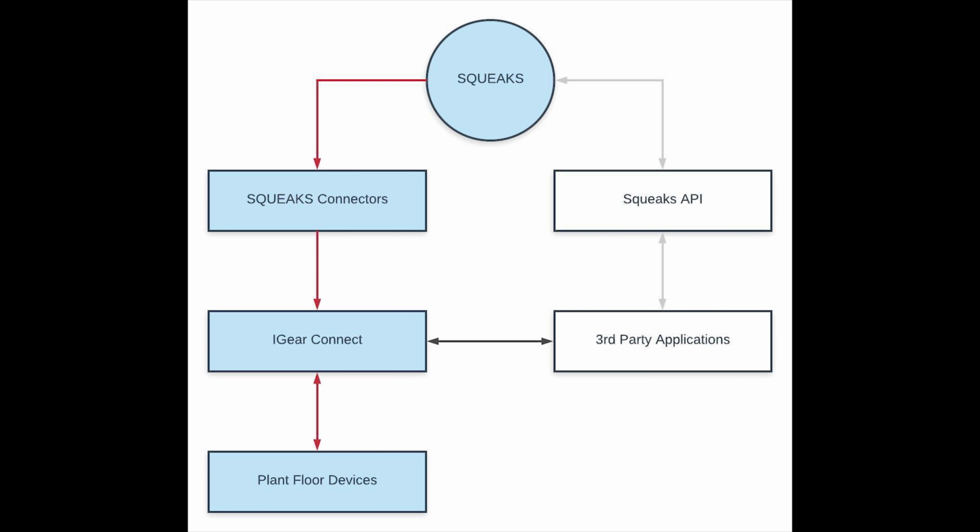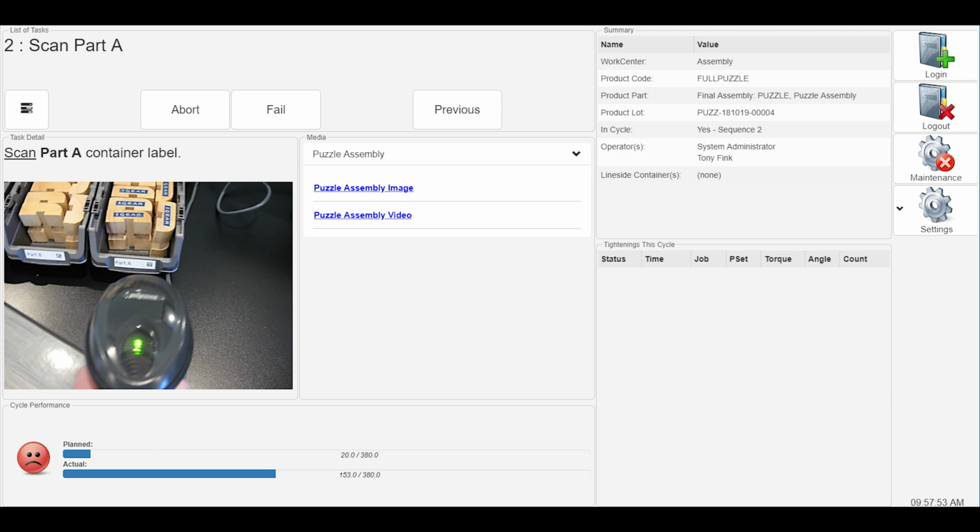The second feature, Squeaks connectors, pushes data to IGear Connect or a database whenever an event occurs in Squeaks. These events can be anything from a new squeak being initiated to an employee claiming or completing a squeak. As these events are pushed out, they can then be processed and filtered to perform other actions on your plant floor or in third-party applications. We will now work through a simple example of each of these functions.